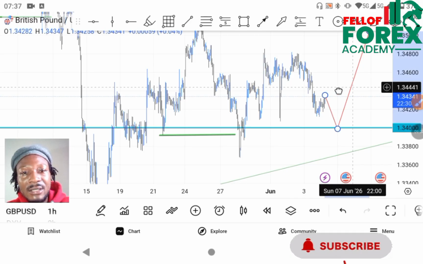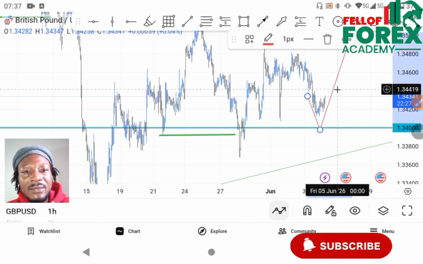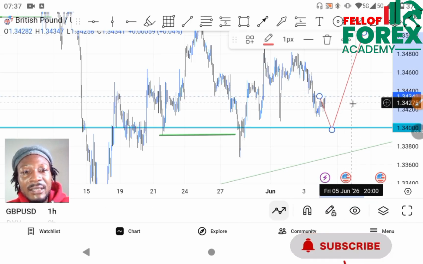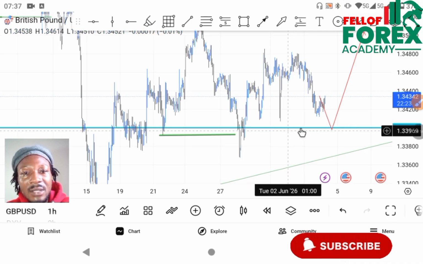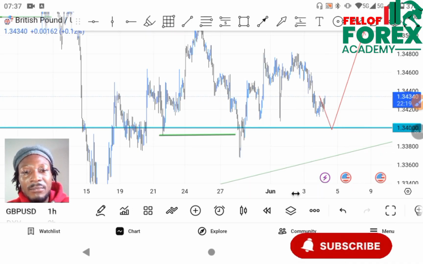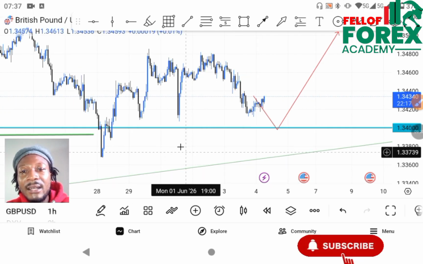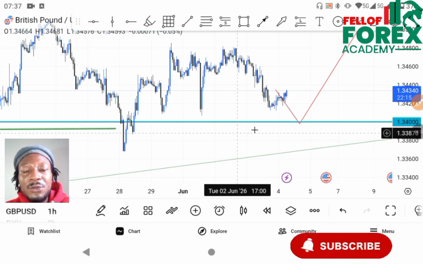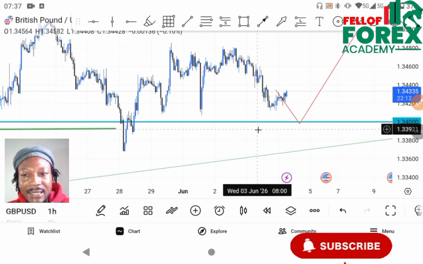But if price doesn't, the reason why I'm waiting for this to happen is because this is the closest key level, and price will not just come around a key level, play, play, play, and go. Because I know that for you to have good price movement, there should be an auction of price. So as of right now, this is what I'm expecting on GBP USD.